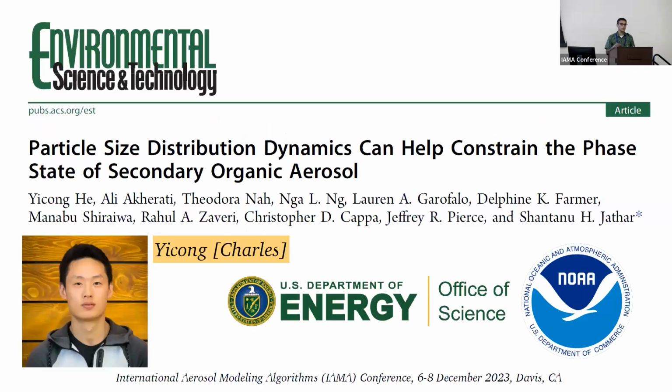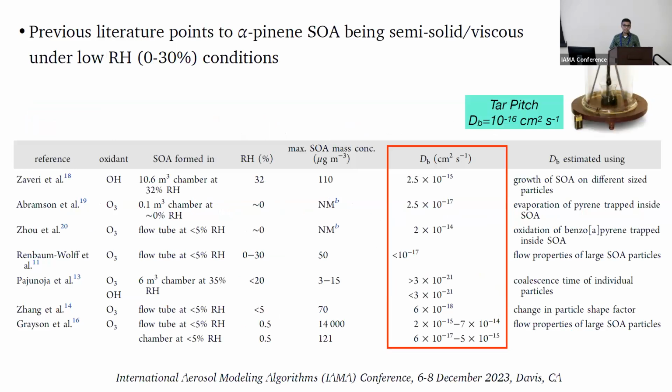Okay, so this first study was done by Charles He to try and look at the evolution of the particle size distribution and extract information from that data to constrain the particle phase state. So there are previous studies that have suggested that the SOA that you can generate from photo-oxidation of alpha-pinene produces SOA that's semi-solid or viscous. And so I list some of these studies here.